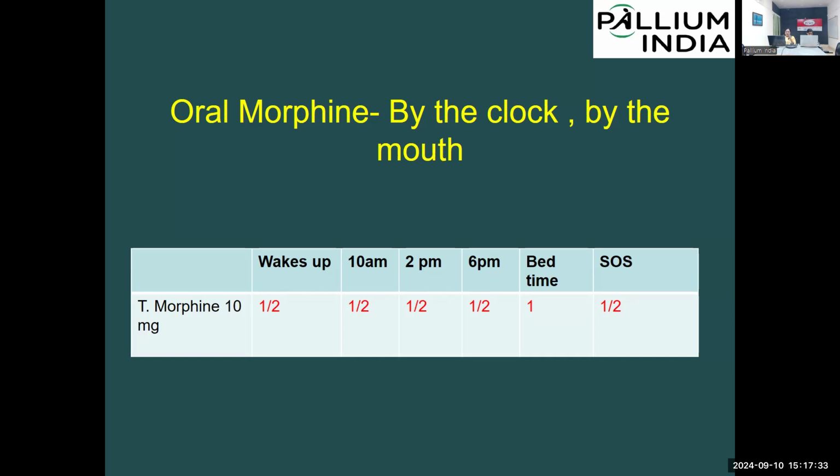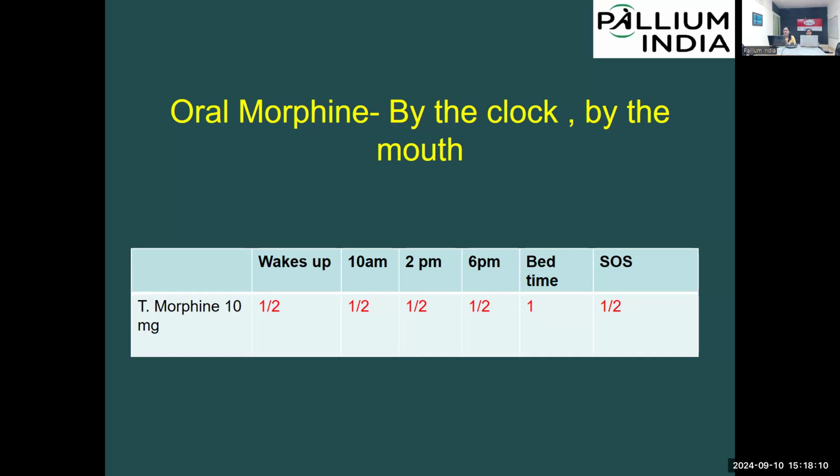So for oral morphine, coming back to our titration process, the patient was given 4.5 milligram of IV morphine. Now we want to send the patient home. With a 1:1 conversion ratio, we are sending the patient home on tab morphine 5 milligram, 4 hourly is the prescription. By the clock, morphine should be given every 4 hours. So at the time the patient wakes up, then 4 hours after that 10 a.m., 2 p.m., 6 p.m. and bedtime. At bedtime we are giving a double dose.